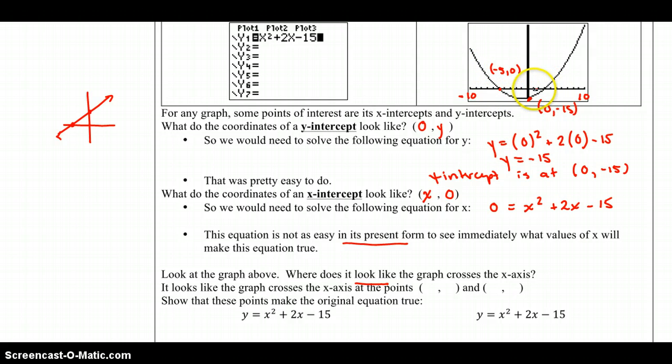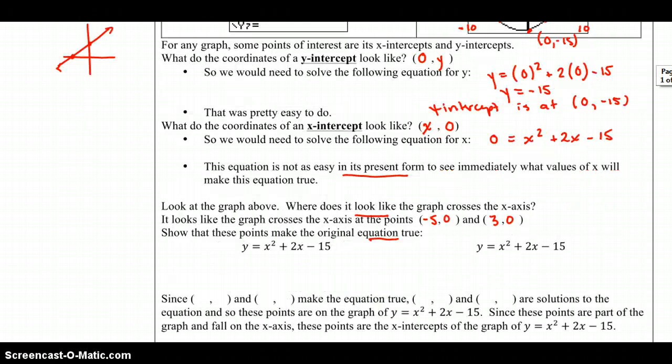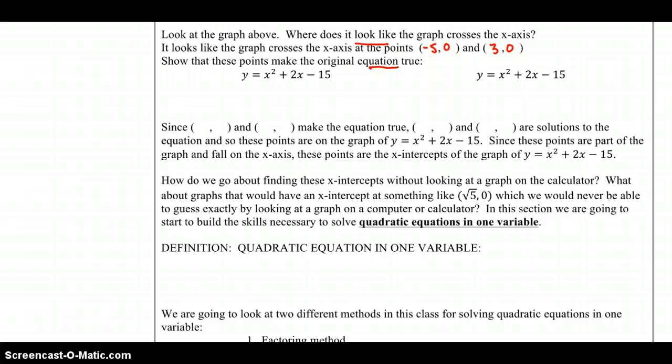And it looks like we have another one at 3, 0. Okay, so it looks like we have x-intercepts at the points -5, 0, and 3, 0. But again, if that point is really on the graph of this equation, then it has to make that equation true. Okay. So we can check that mathematically to prove to ourselves it really does or does not fall on the graph of that equation.